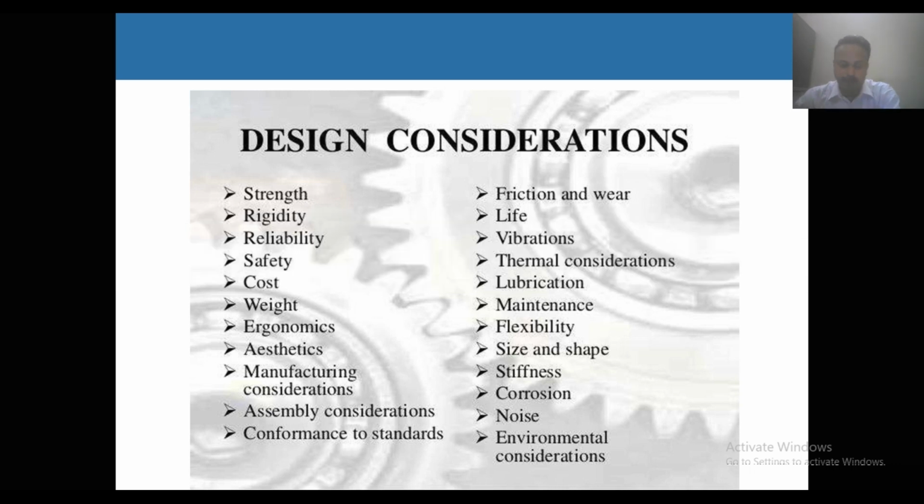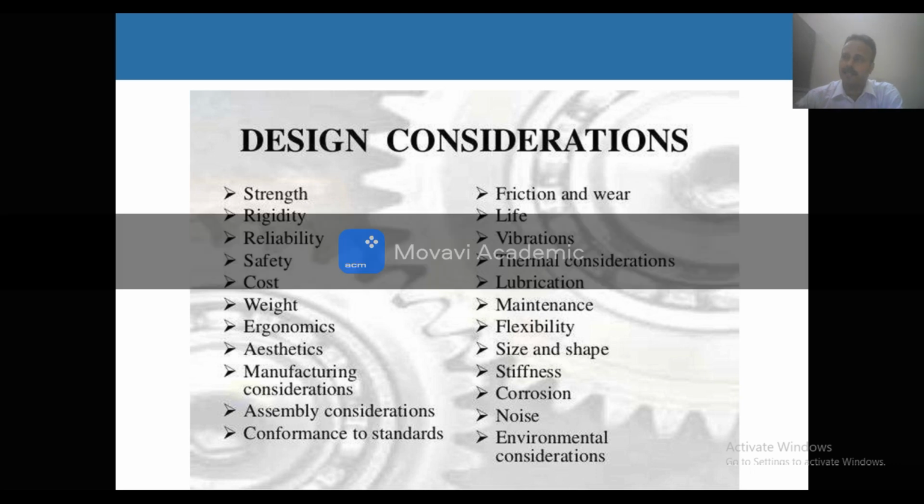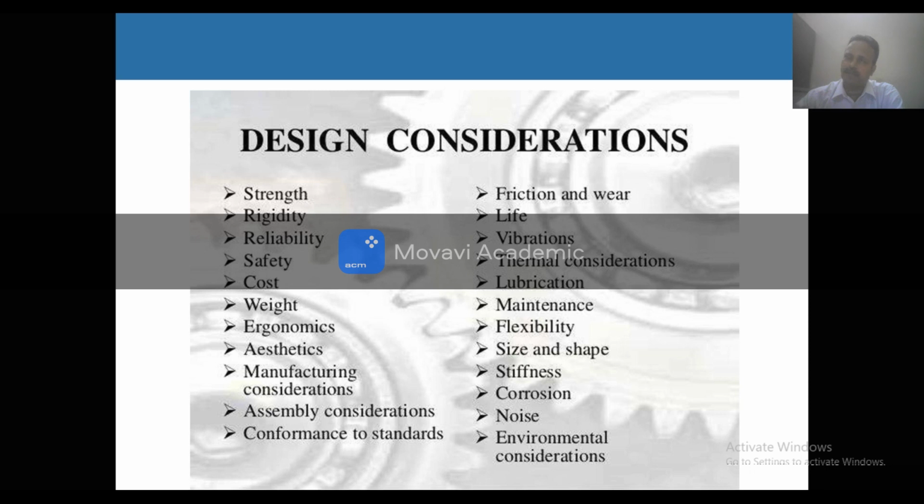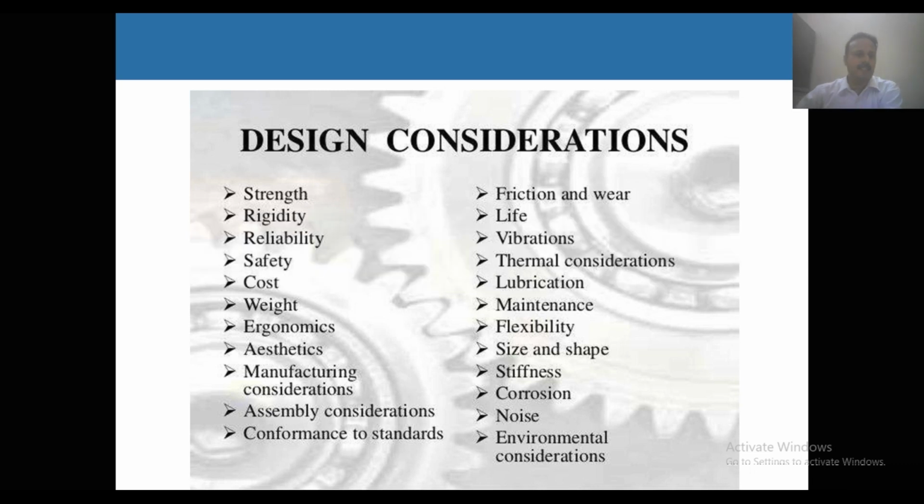Weight also plays an important role, because if you take the case of an airship or a marine ship, weight is a very important criterion, whereas if you take the case of a bicycle, probably it may not be that important. Ergonomics means the man-machine relationship.